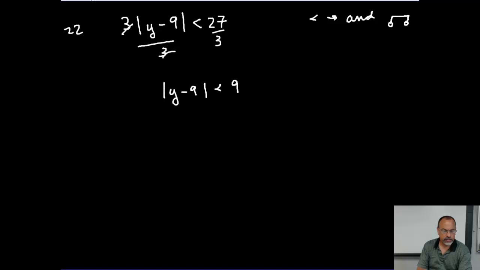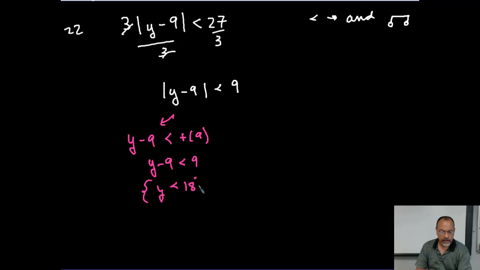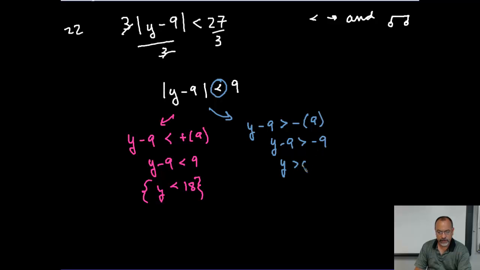Then remember, I'm going to create two inequalities from this. So I have y minus 9 less than the positive of this entire side, so y minus 9 less than 9. So y is less than 18. There is one of my inequalities. Then I need to write the second one. Again, I take what's inside the absolute value. Now remember, I have to reverse the sign because I'm taking the opposite of this whole side. So y minus 9 greater than negative 9, so y is going to be greater than 0. There's my second inequality.